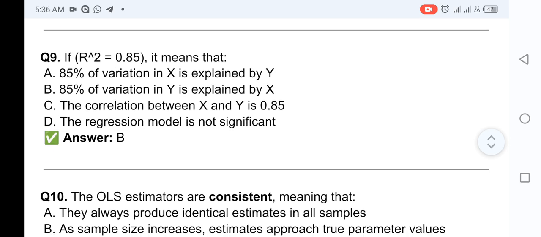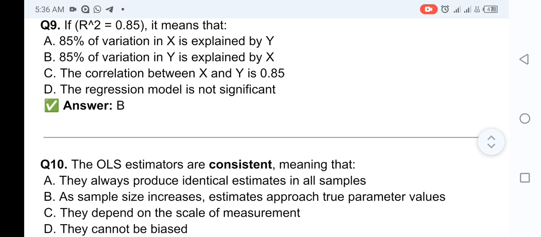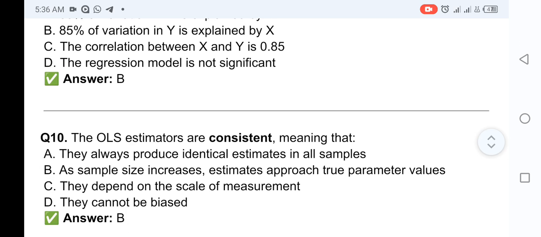Q10. The OLS estimators are consistent, meaning that: A. they always produce identical estimates in all samples, B. as sample size increases, estimates approach the true parameter value, C. they depend on the scale of measurement, D. they cannot be biased. Answer, B.